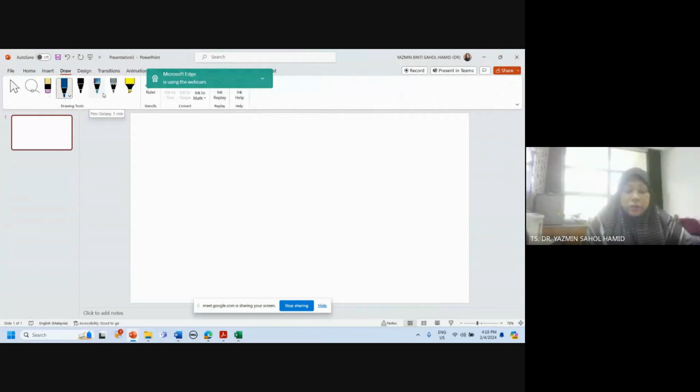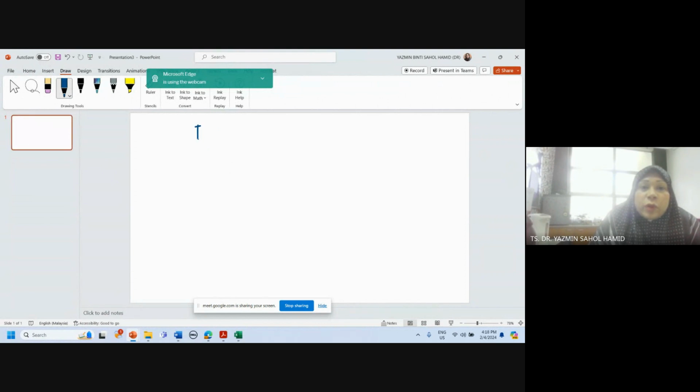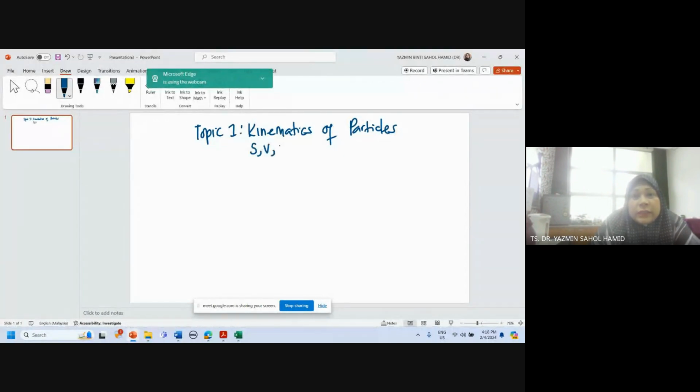Now, let's have a look. The topic of chapter 1 is kinematics of particles. As we mentioned previously, when we do kinematics of particles, it is only concerned with the geometric aspect. The geometric aspect is the position, the velocity, the acceleration, and the time. It does not relate with forces.